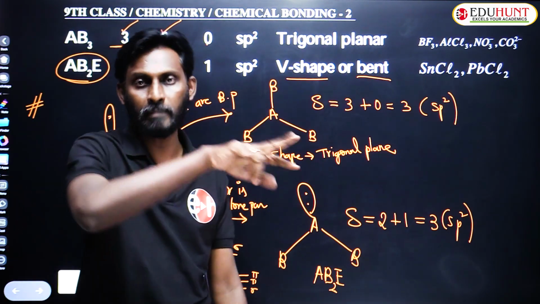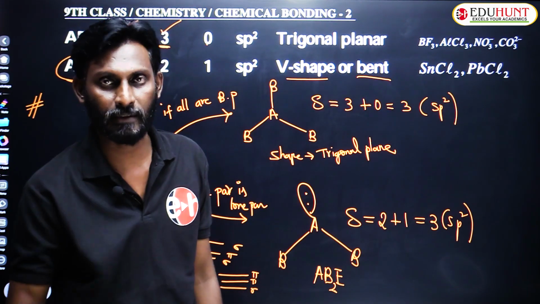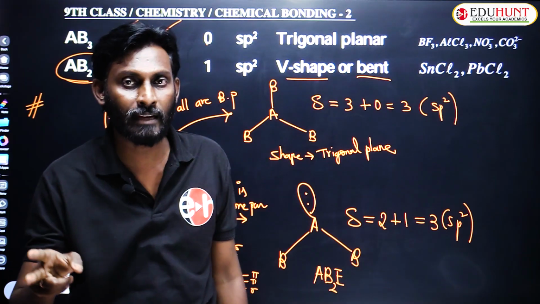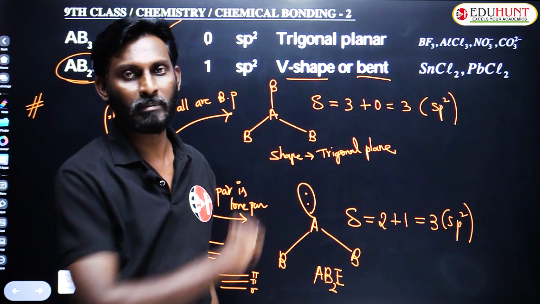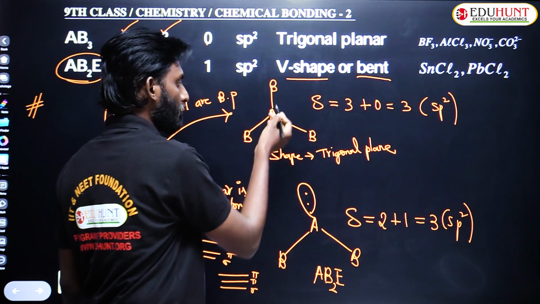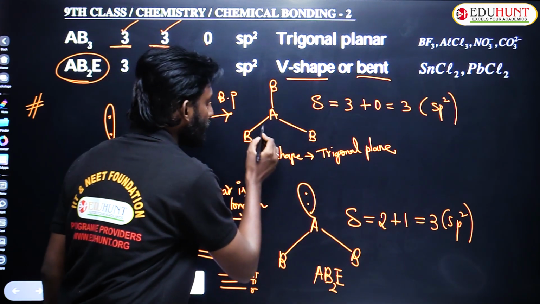In the theory part I explained to you, the repulsion between two lone pairs is going to be more than the repulsion between a lone pair and a bond pair. Then in that case what happens? Here all are bond pairs. So bond pair repulsion is going to decide this bond angle.